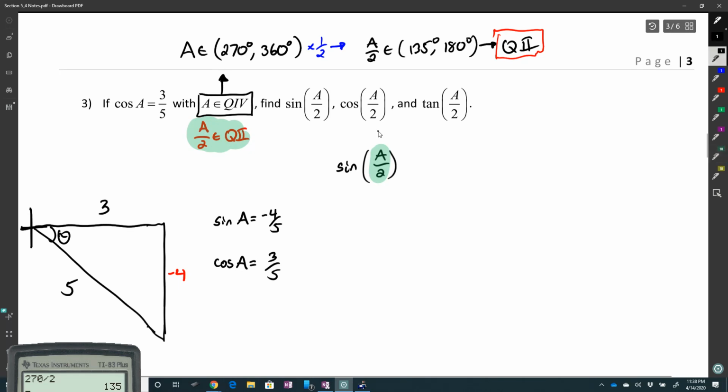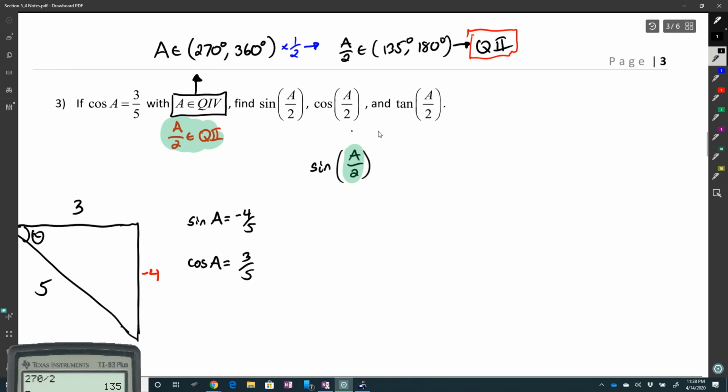So it's kind of confusing having to think of two different quadrants. The sine A and cosine A are based off quadrant 4. However, my answer, A over 2, is in quadrant 2. And in that realm, sine is positive. So it's going to be the positive version. But when I plug in my numbers, I'm going to use the numbers that I got here.